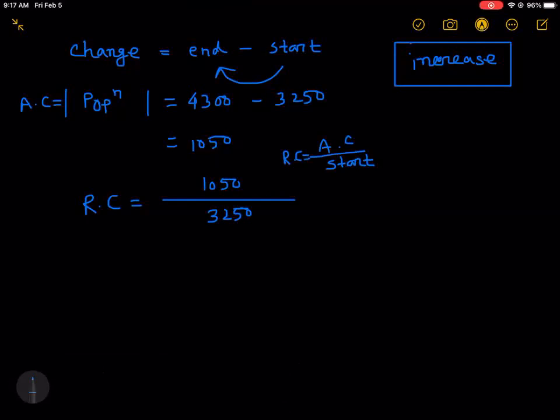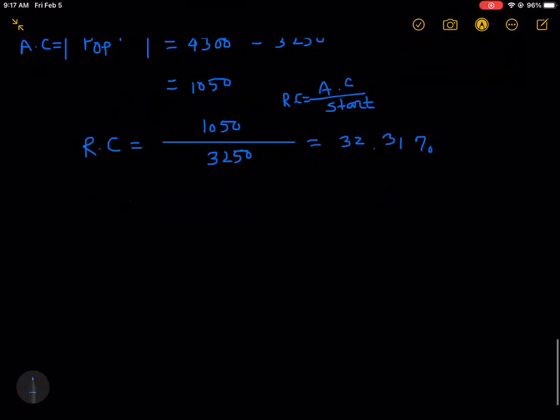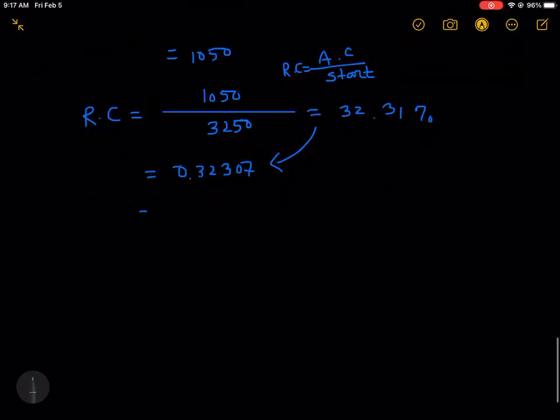All right, so if you can use your calculator, it should give you, let me see, over 3250, so it's 32.31%. I've skipped a step though. If you want, in between there is another step, which is 0.32307, and you can convert this to a percent.